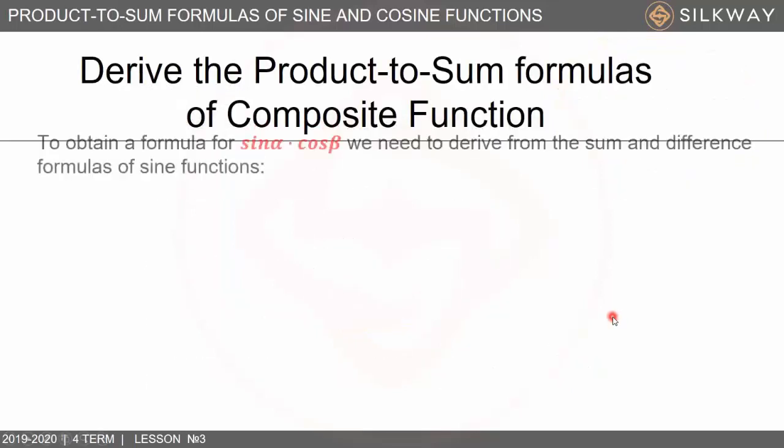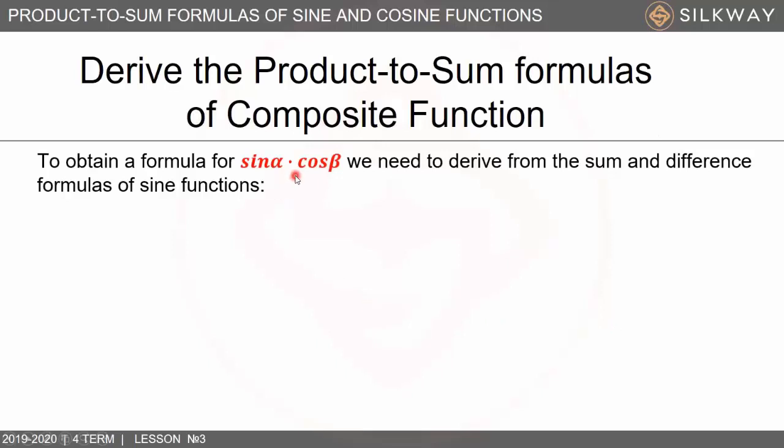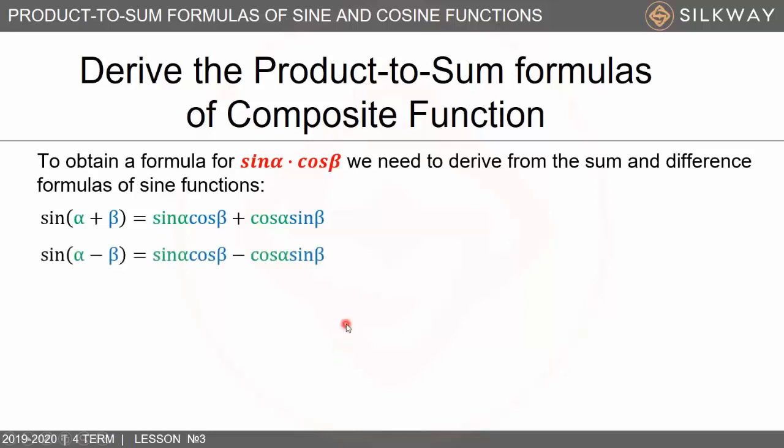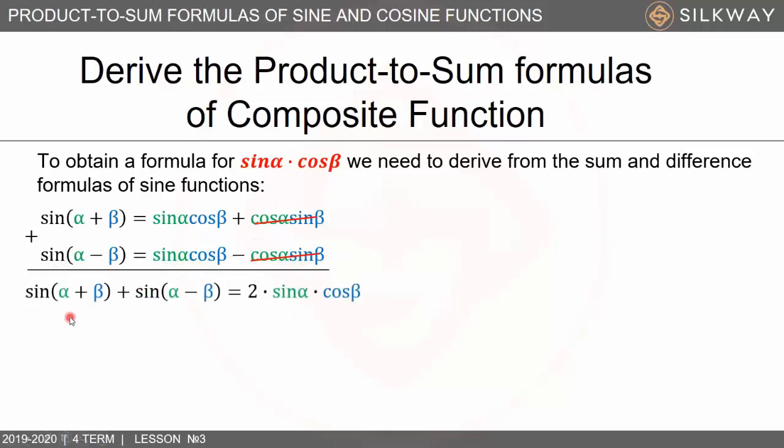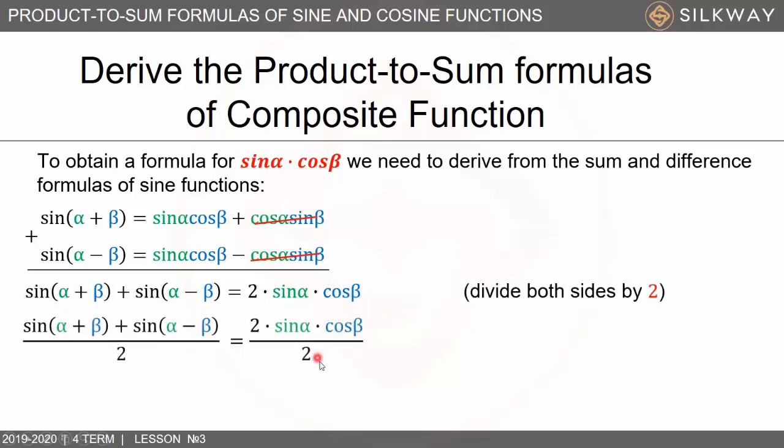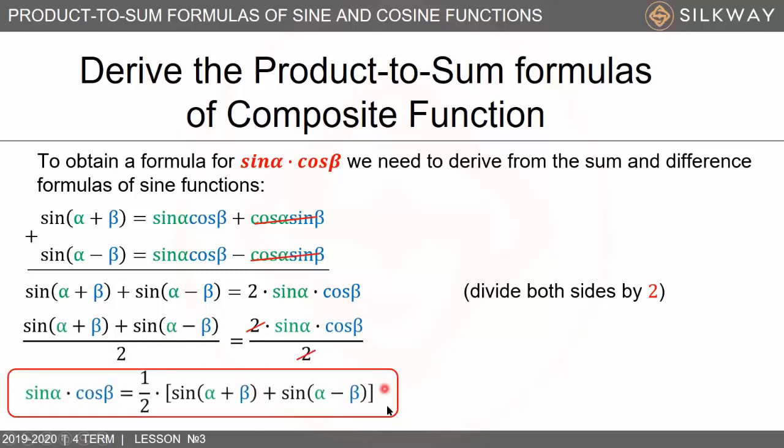The third one: to obtain a formula for sine alpha multiplied by cosine beta, we need to derive it from the sum and difference formulas of sine functions. Look here, and if we add these two formulas, we get this one. These two terms are simplified, and then we divide both sides by 2, and the 2s are simplified. Then this is our new formula. Write this formula in your notebook too.